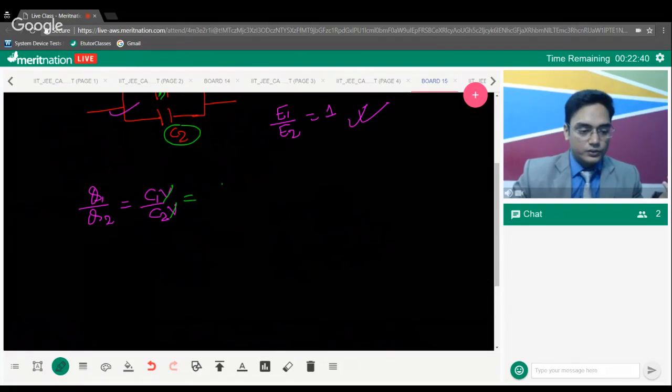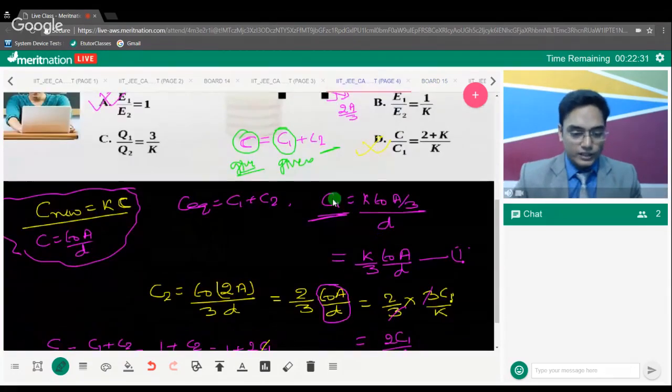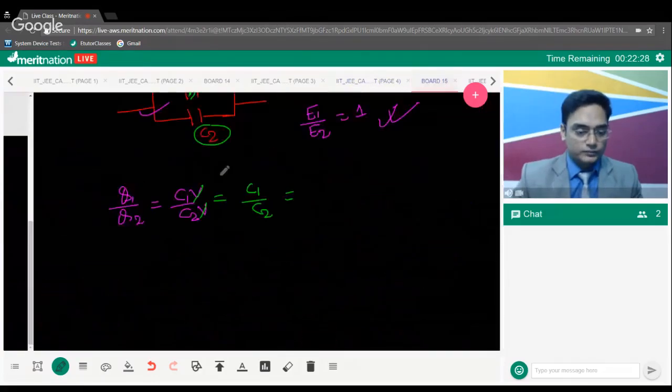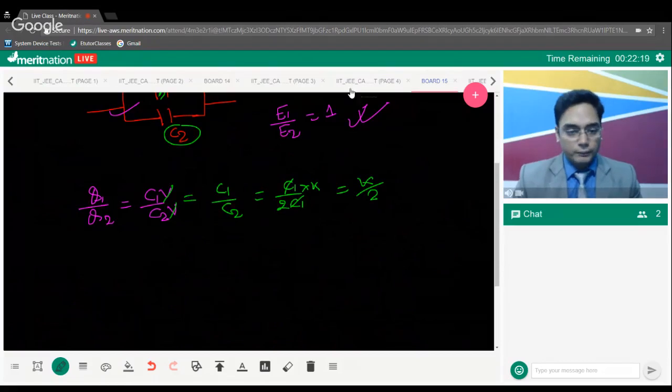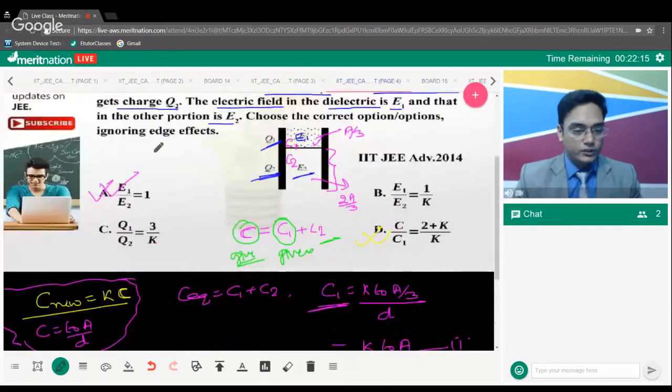This is equal to C1 by C2. And we have already calculated C1 and C2. C1 is already given and C2 is 2C1 by K. So C1 upon 2C1 by K, cancel out, so it comes out as K by 2. Let's check the options. K by 2, no option. This is 3 by K, so not. So the correct options are option A and D.